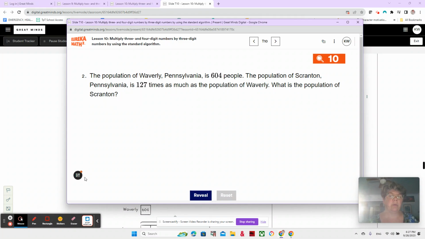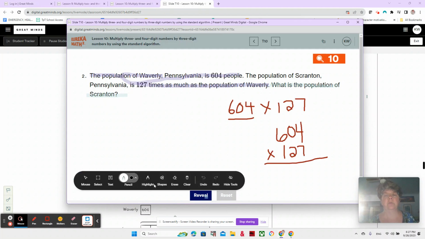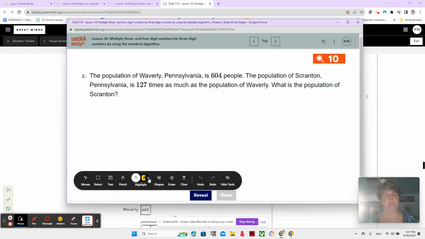What do we know, and what do we need to know? What we know: the population of Waverly is 604, and the population of Scranton is 127 times as much. And what do we need to know? What is the population of Scranton?